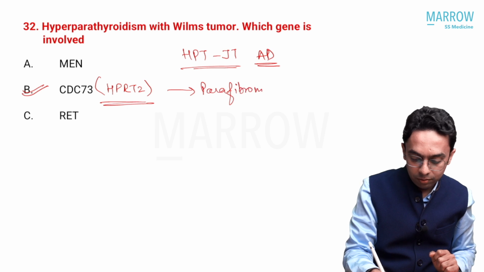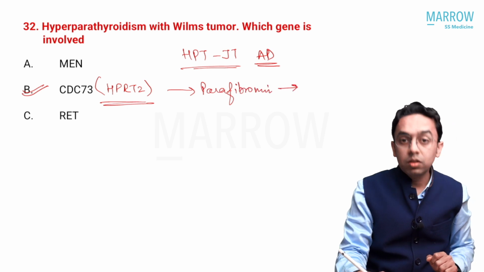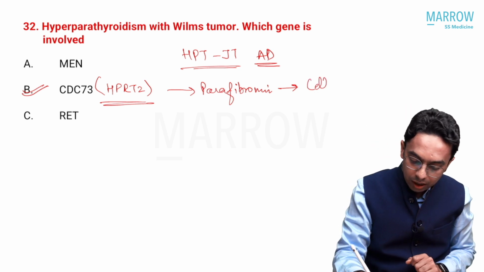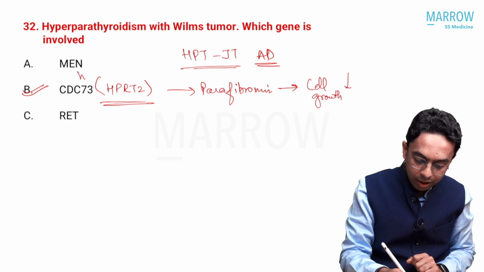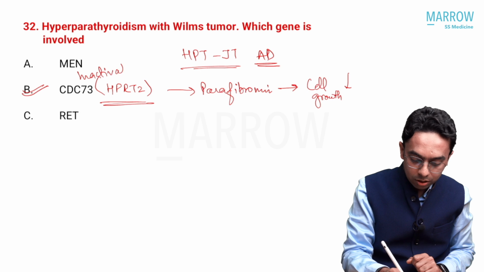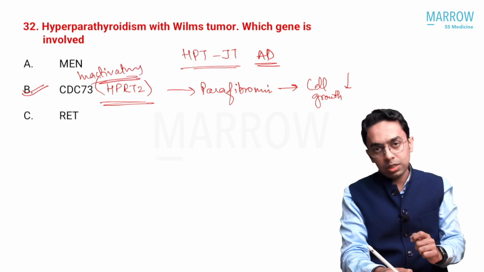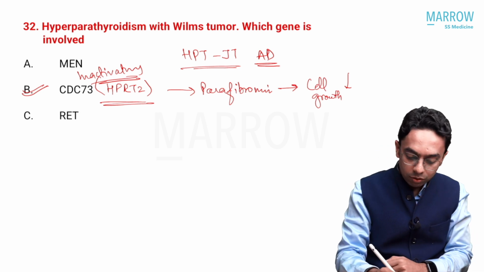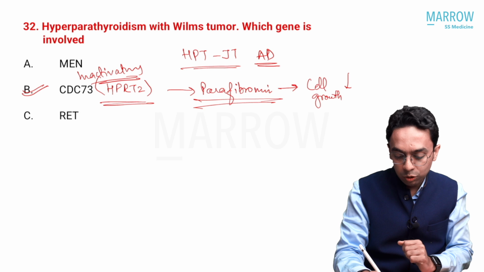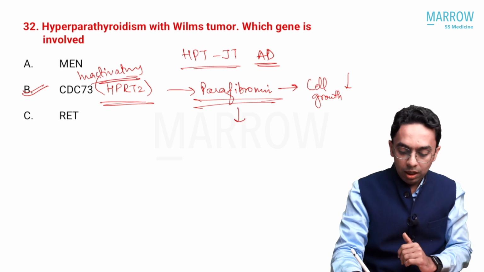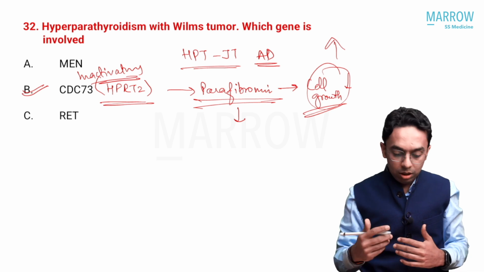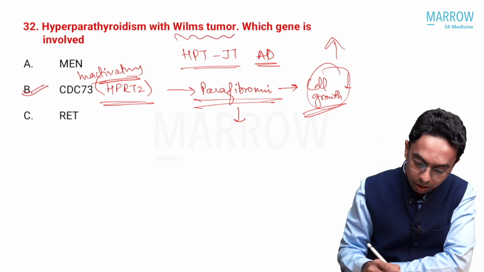parafibromin, right? And this parafibromin decreases cell growth. So inactivating mutation, this was also once asked. They had given activating mutation, and the answer was that that is the wrong option, because it is an inactivating mutation. Because when there is inactivating mutation, this parafibromin will decrease and cell growth will increase. So they will have multiple tumors. One of them is Wilms tumor.